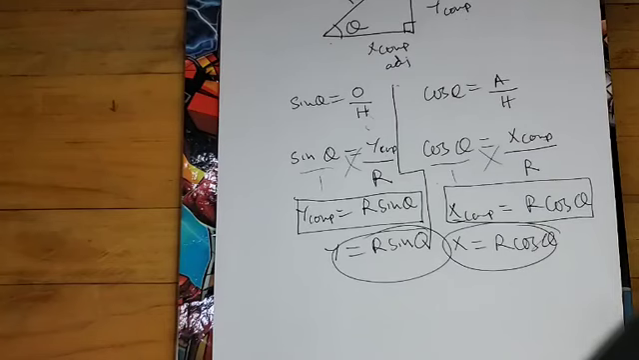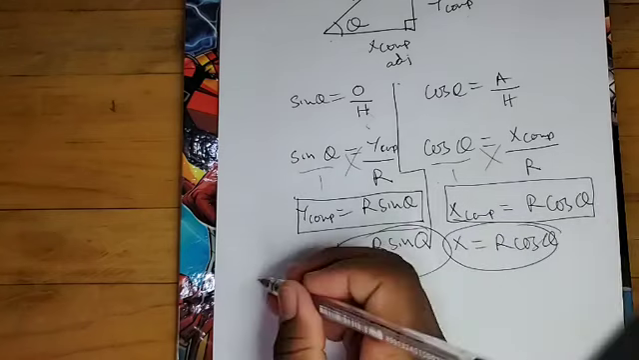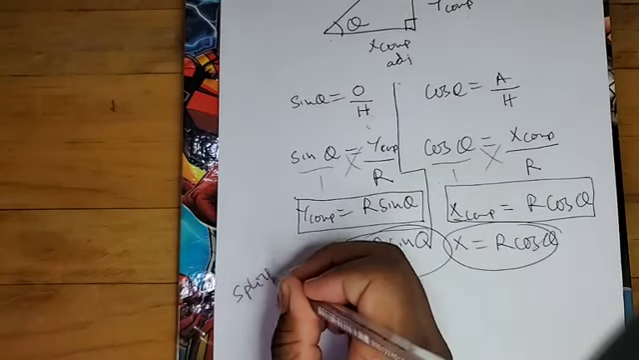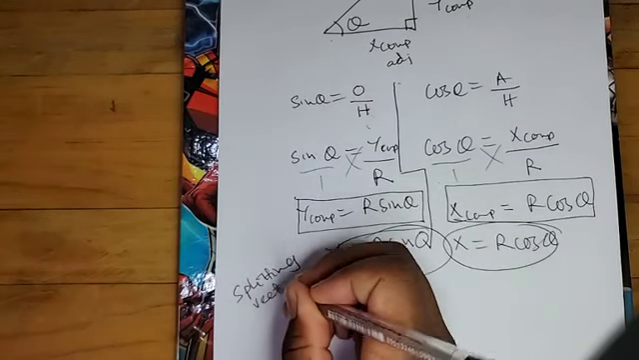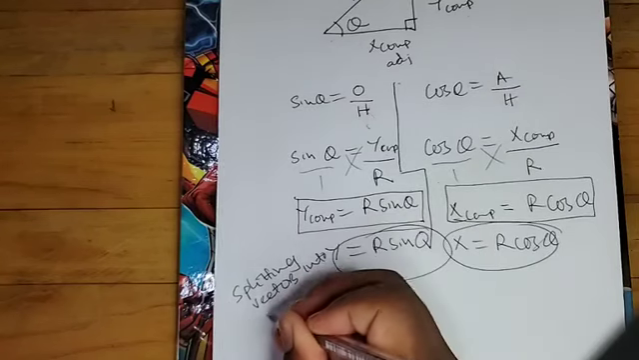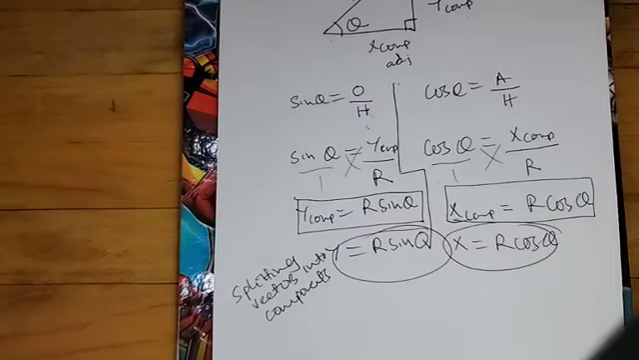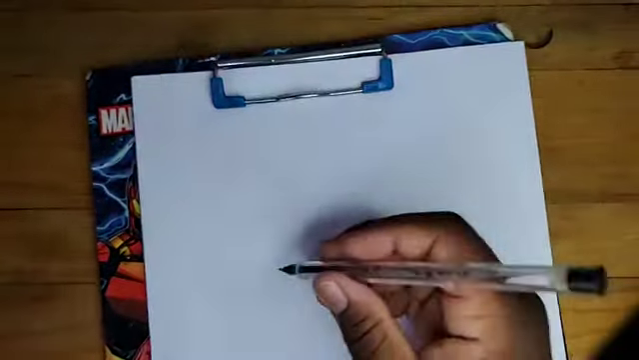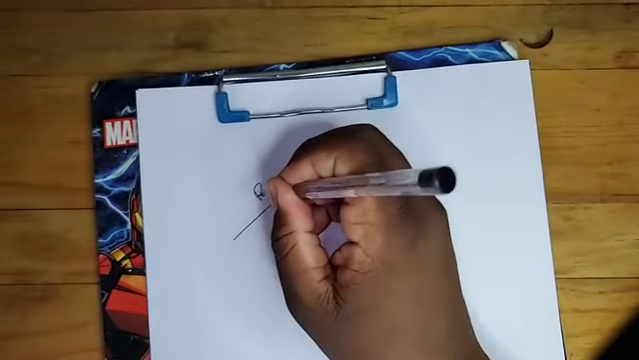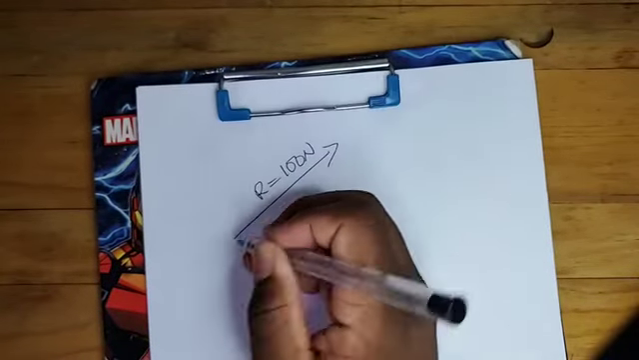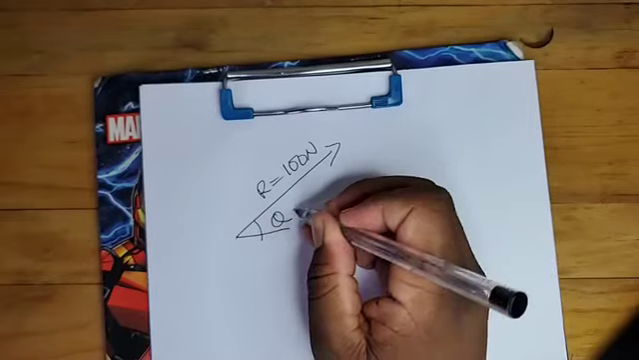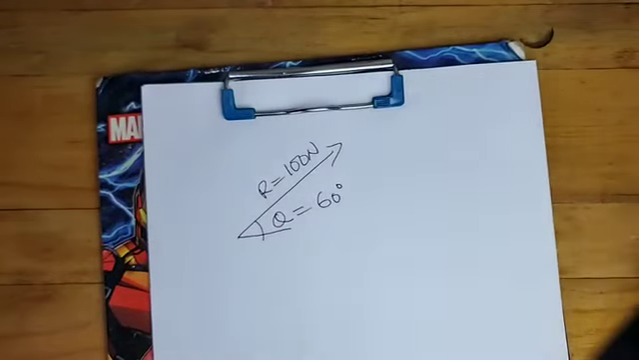Okay, so let's go. Next, all this is used for splitting vectors into components. So let's do some examples and see how it goes. I hope you guys have your calculators. Let's assume we have a certain vector. R is equal to 100 newtons and it is acting at an angle theta equal to 60 degrees.